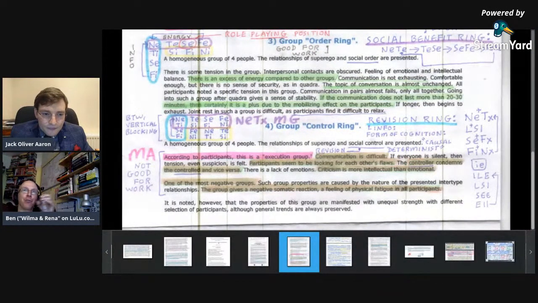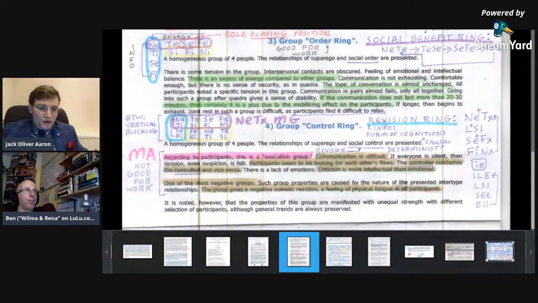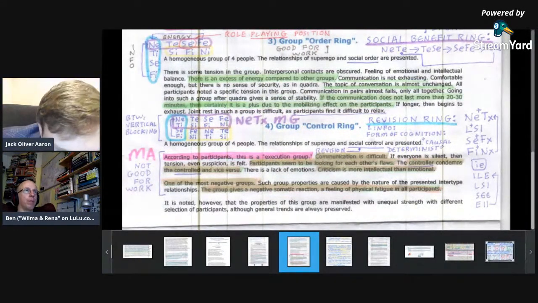The execution group. Okay, let's take a look. So, supervision cycle basically. No, is it? Oh yeah, it is. It is a supervision cycle. Okay, and what does it show?